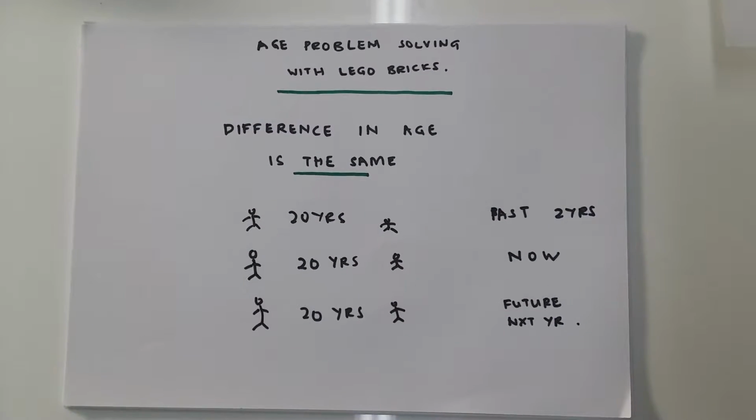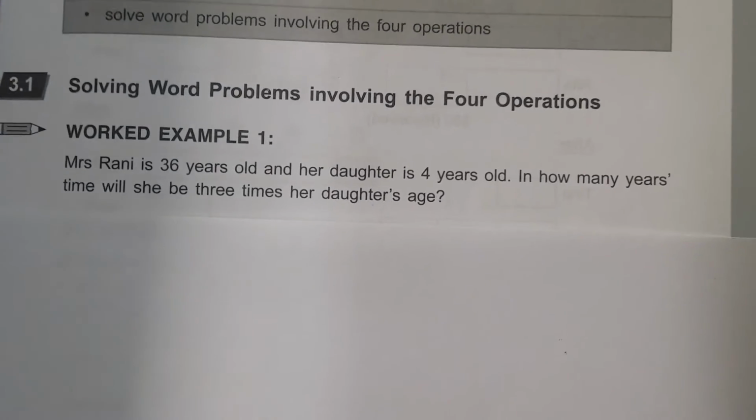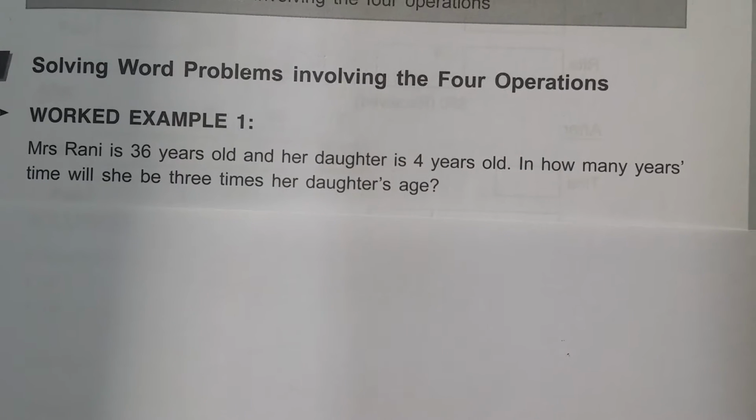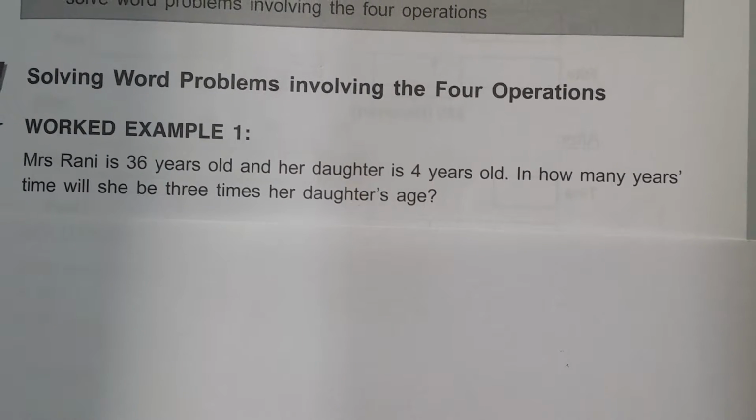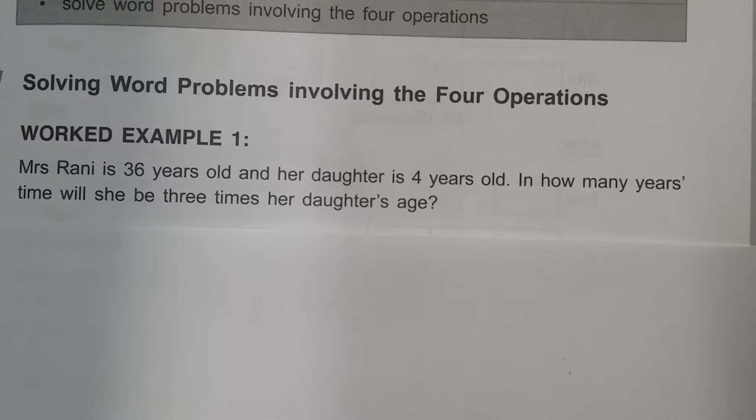Okay, let's start with our first problem sum. The first problem sum is Mrs. Rani is 36 years old and her daughter is 4 years old. In how many years' time will she be 3 times her daughter's age?